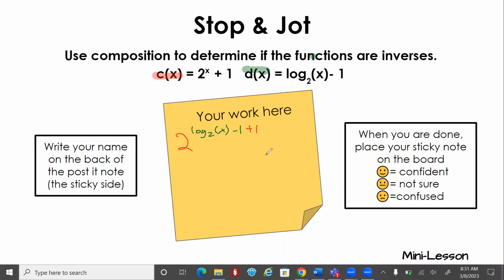When we simplify, the minus 1 and plus 1 are going to cancel out, and we're left with 2 raised to the log of base 2 of x. These are also going to cancel because they have the same base. And so that's going to equal x.